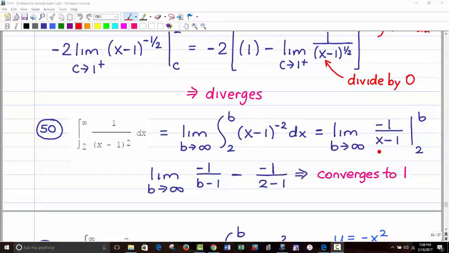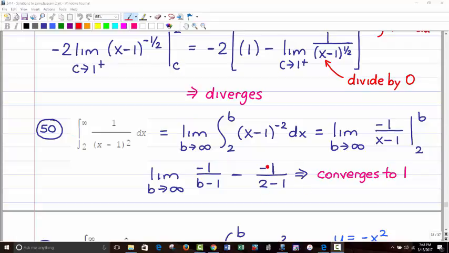You have negative 1 over x minus 1, b to 2. So you see I just left the limit right here, because the limit only has to do with the b. It doesn't have to be for this other part. The other part, you just plug 2 right in there. And so the trick of whether this converges or not is whether the limit part converges. And it will, because if you put infinity in there where the b minus 1 is, you get negative 1 over infinity. That's going to go to 0.